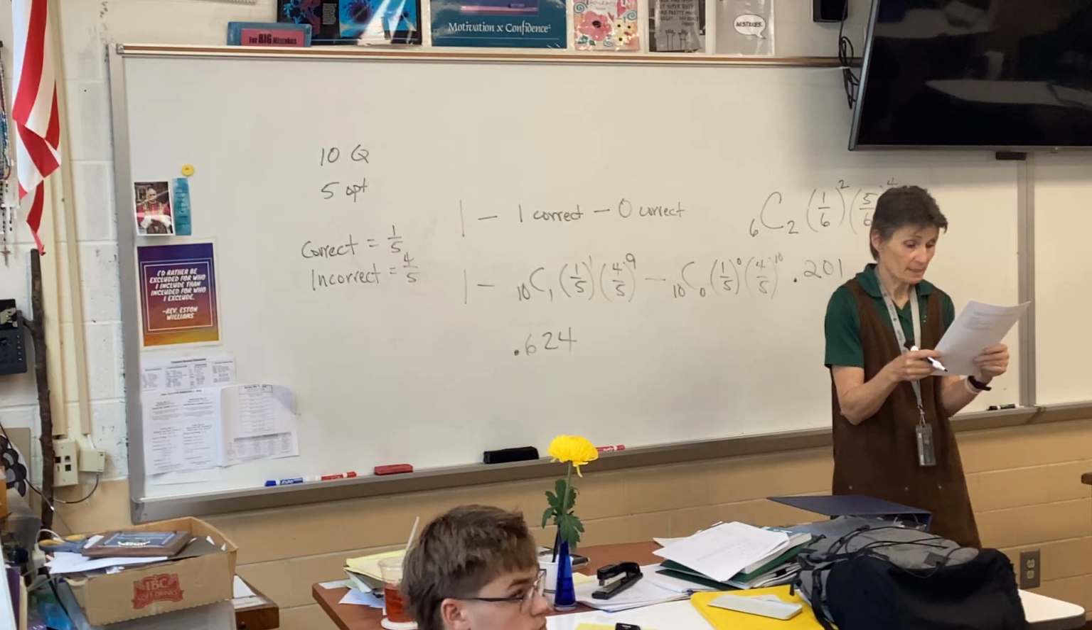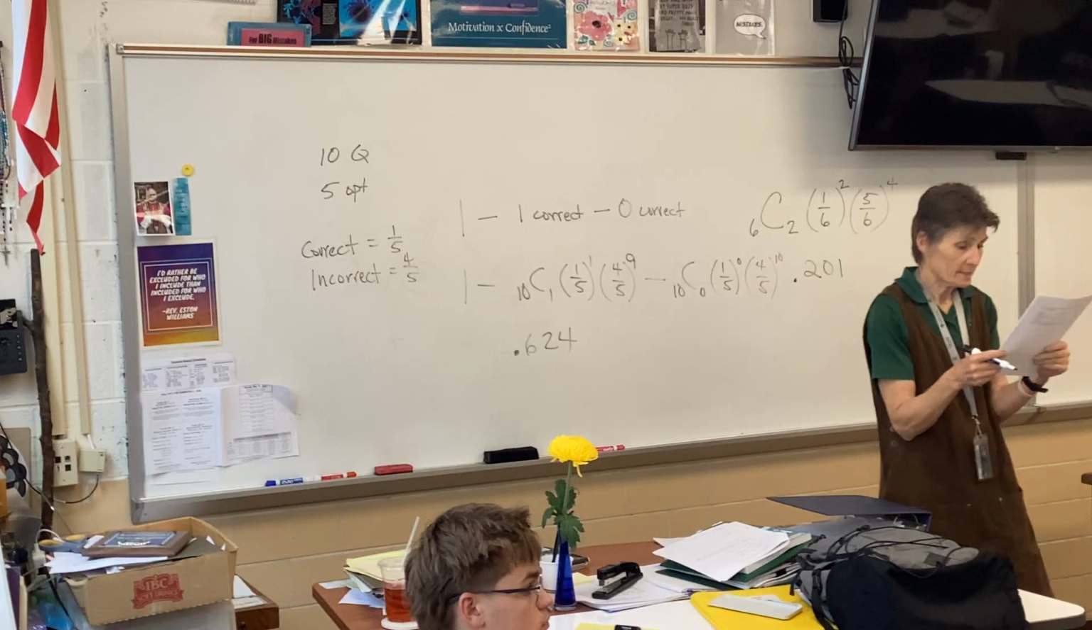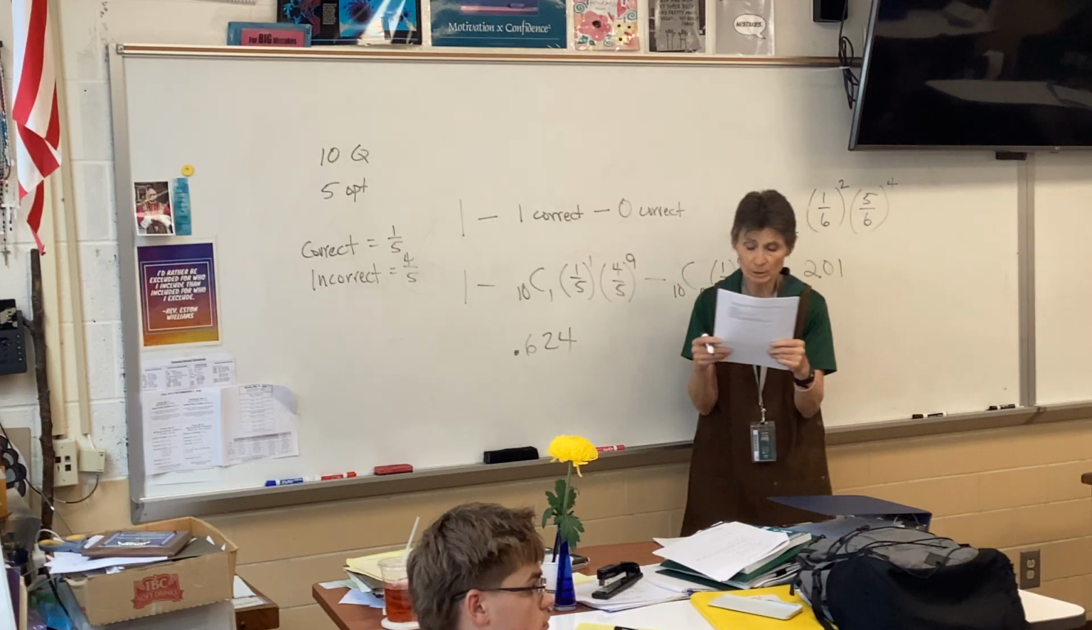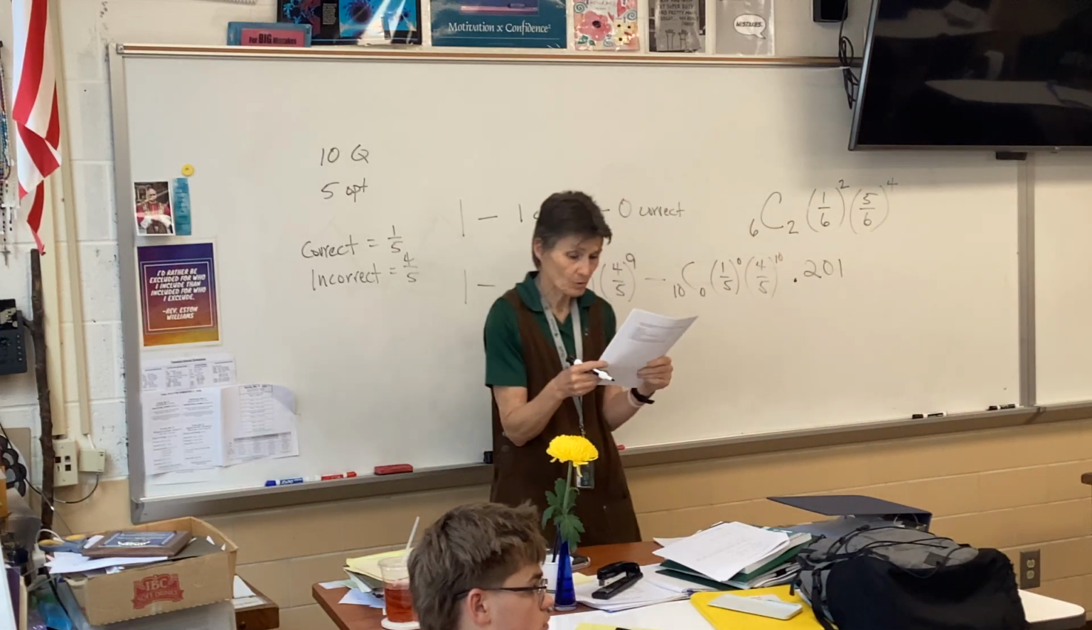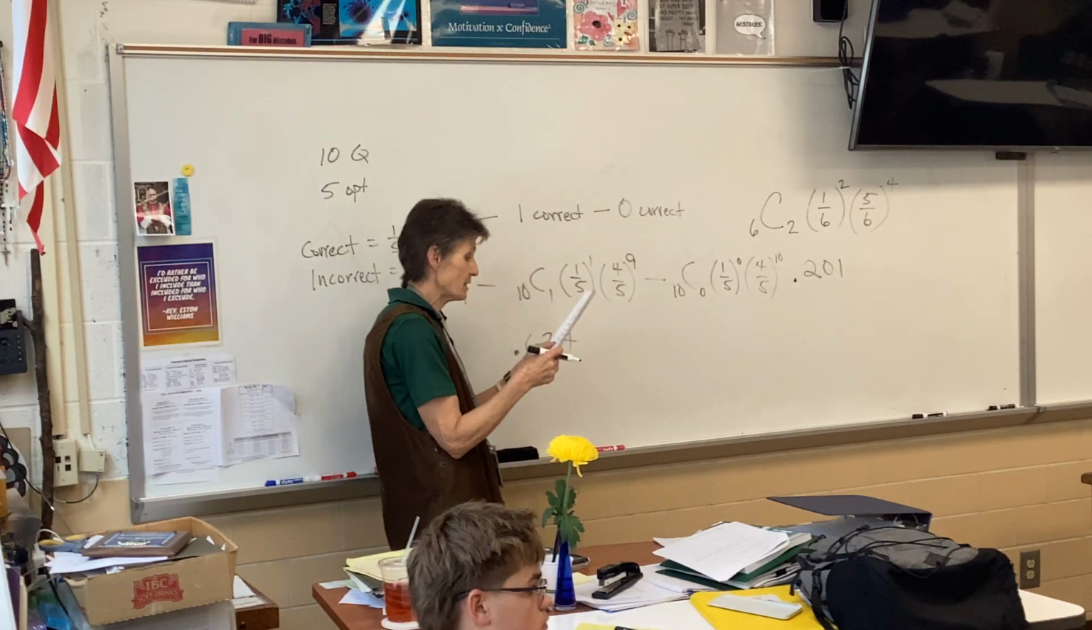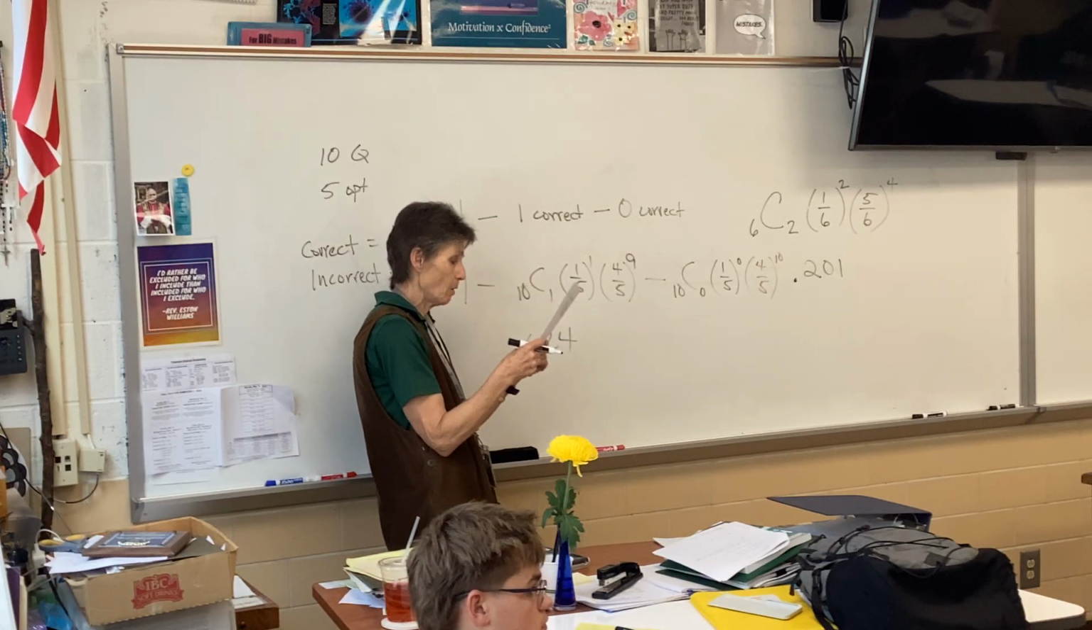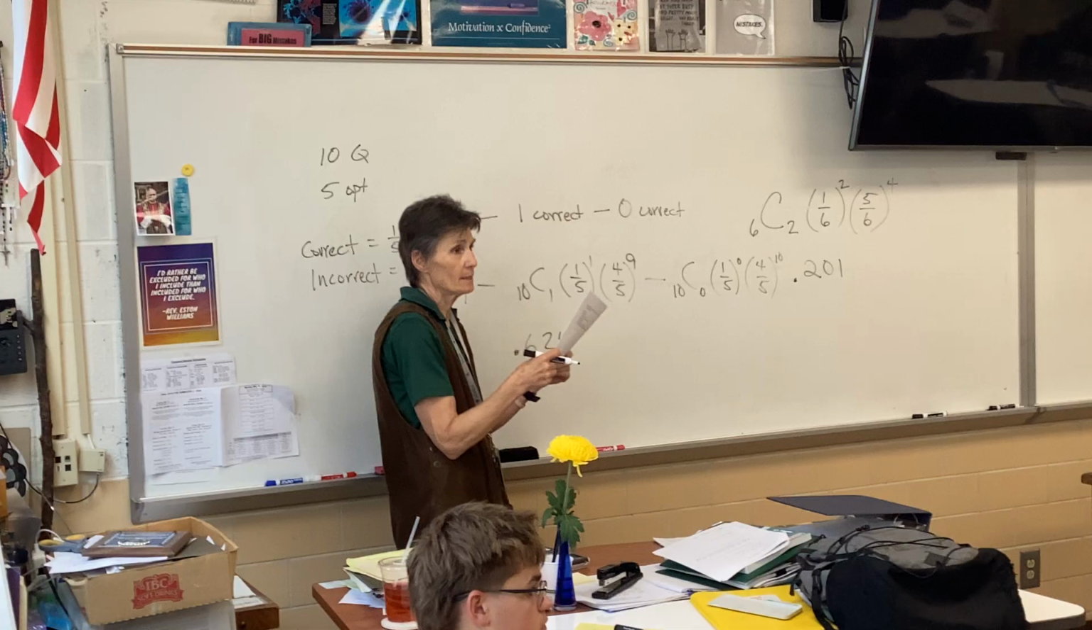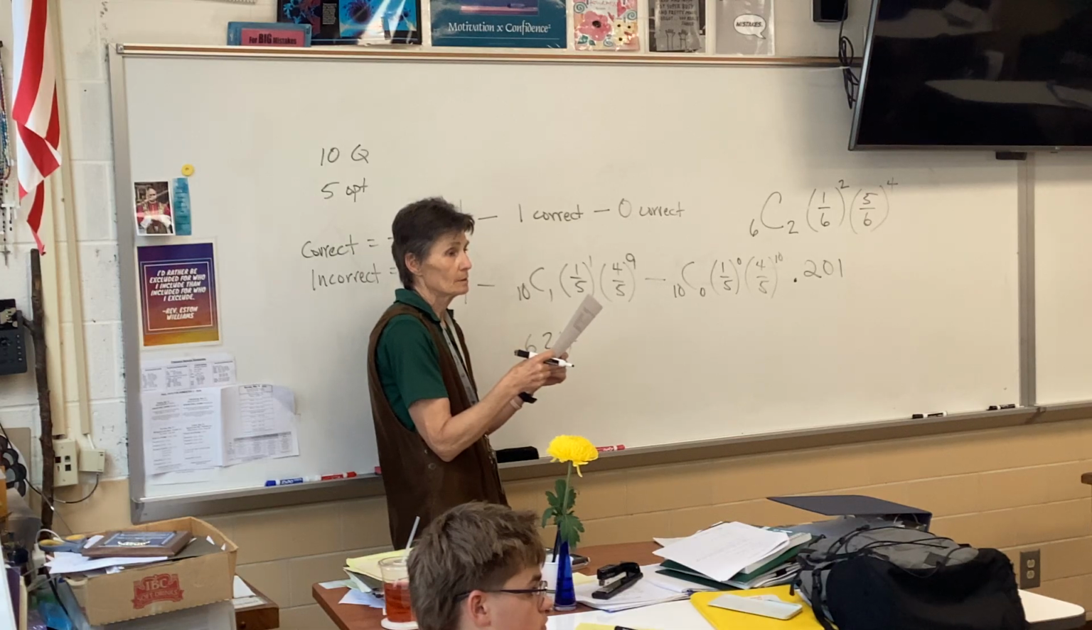Here we go, number 6. Jar 1 contains 3 red and 5 blue. Jar 2 contains 6 red and 2 blue. Find the probability of drawing a red ball if 1 ball is chosen.